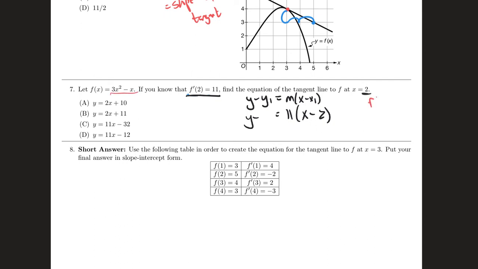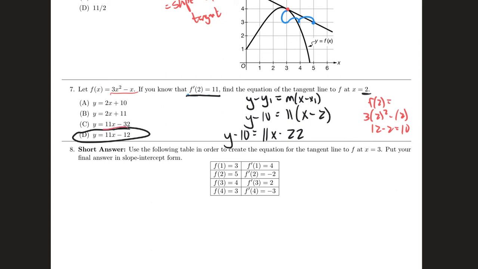So f of 2 is 3 times 2 squared minus 2, which is 12 minus 2, is 10. So the y value at 2 of my original function is 10. And now I just need to solve for y. It's going to be 11x minus 12. Okay, there it is. I didn't think the answer was there for a second, but there it is. All right, so 11x minus 12. So it just kind of saves you a step of actually having to find the derivative yourself that they give you, but then knowing how to find the tangent after that.